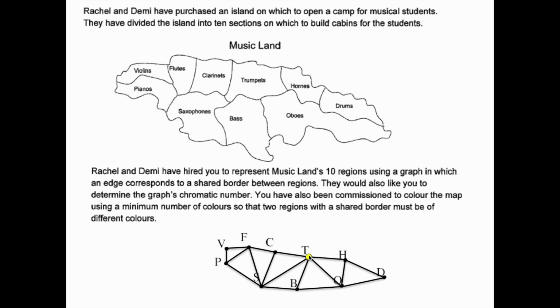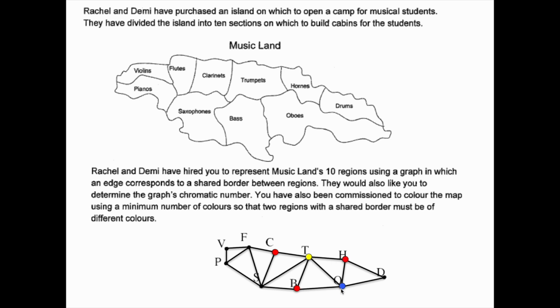T or S, I think I picked T. Make that yellow. Anything that's attached to yellow, I want to make red. I'm making this one red. If I make this one red, I can't make the S red, but I can make the H red. I can't make the B red because it's attached to T, but I can make the C red.